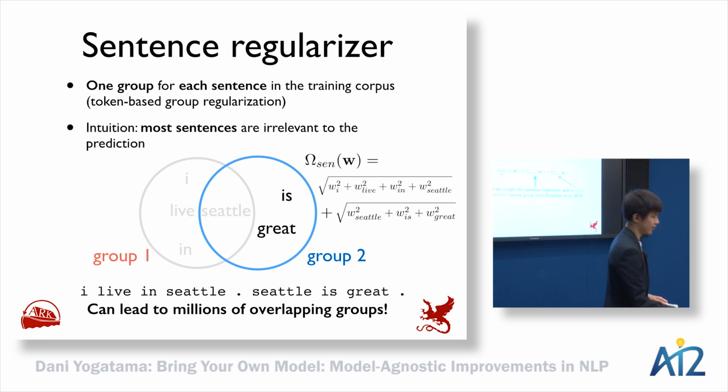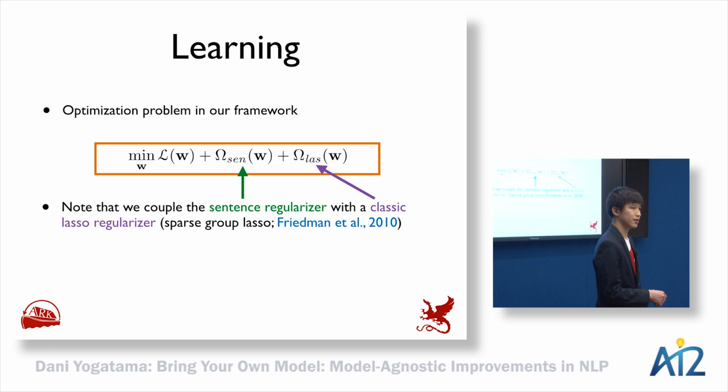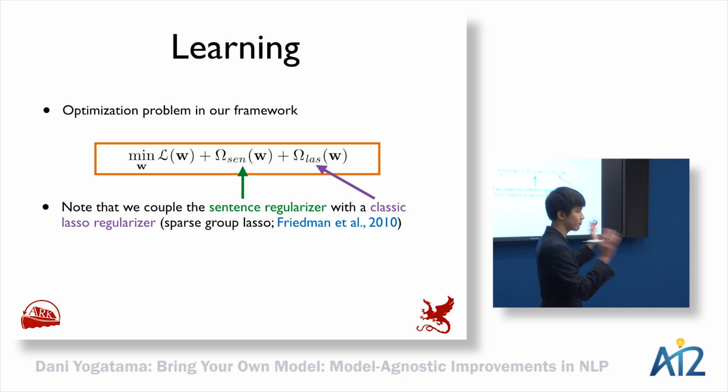Okay, so do we have any other questions? This is an optimization problem, right? So this is the loss function. It could be log loss if we want to be concrete, but it could be any kind of loss function. We have the sentence regularizer, which is just group lasso, one group per sentence. And we also added a classic L1 penalty on all features for stronger sparsity. This is so that we get sparser models.